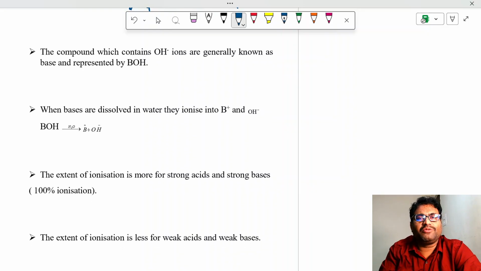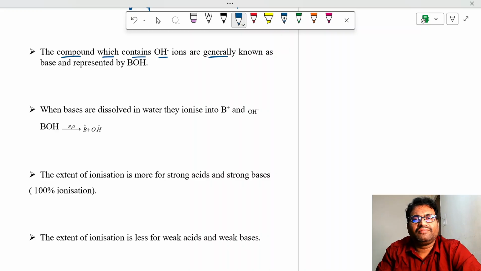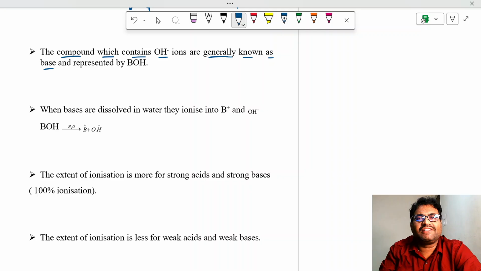Next, let us come to base. According to Arrhenius theory, the compounds which contain OH minus ions are generally, not always, generally, known as bases. There are many exceptions. A base is represented as BOH. For example, NaOH, KOH.